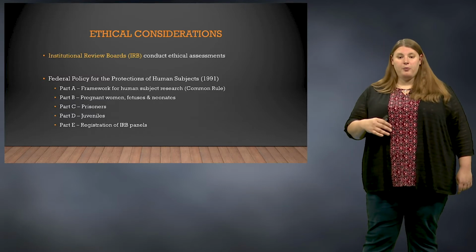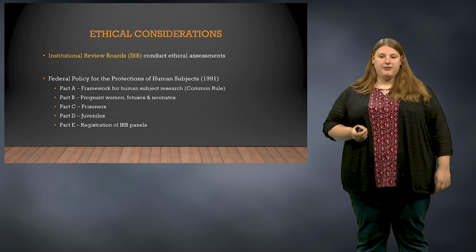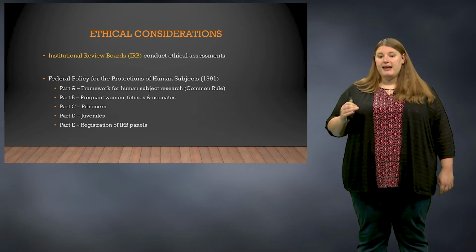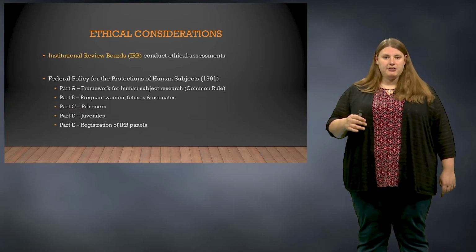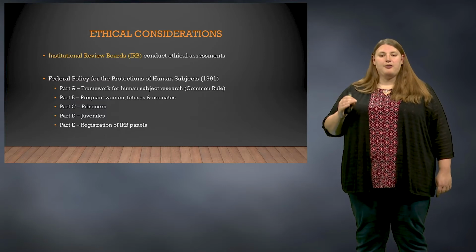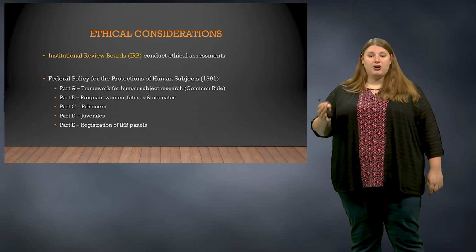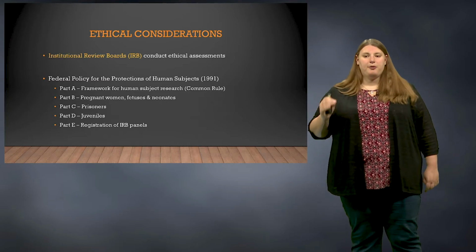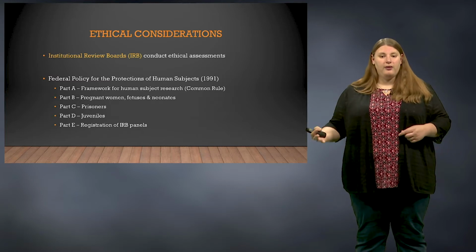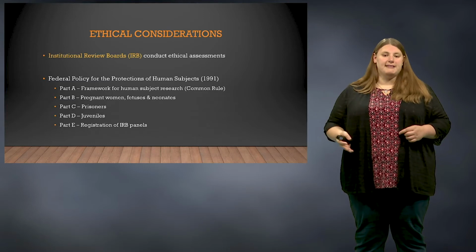Remember that the Belmont Report was the product of a federal workforce in response to the Tuskegee syphilis study and other questionable research in the United States, and it called for 3 ethical principles: respect for persons, beneficence, and justice. The Federal Policy for Protection of Human Subjects includes 5 parts. Part A is called the Common Rule. This part provides the basic framework for human subject research, including the role of the IRB in the research review process and guidelines for informed consent.